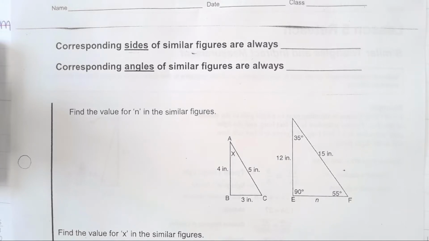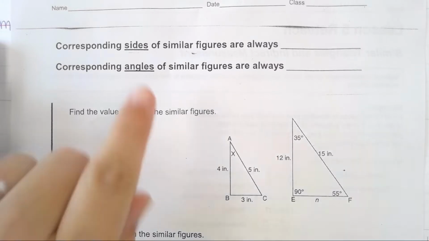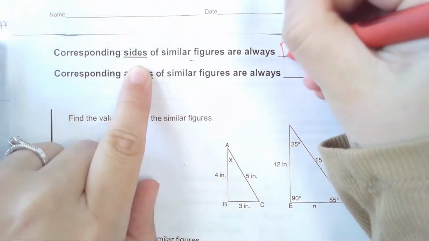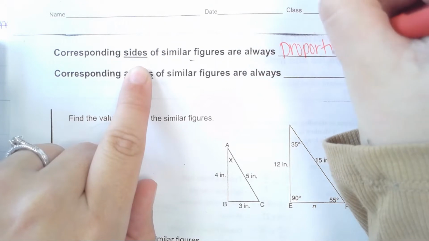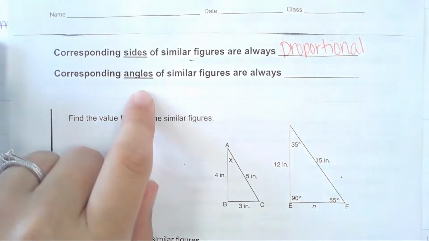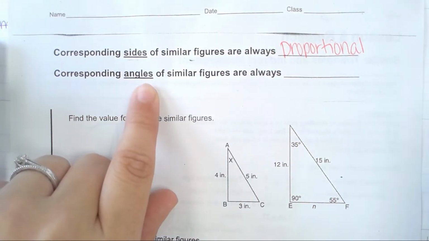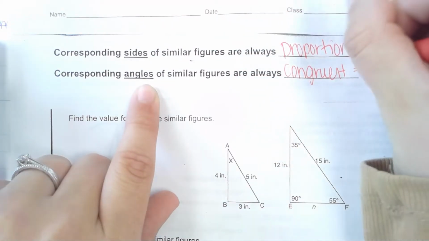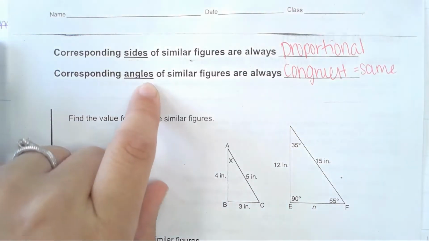So the thing to remember about similar figures is corresponding sides of similar figures are always proportional. And angles of similar figures are always congruent. And remember, congruent means the same. Okay?